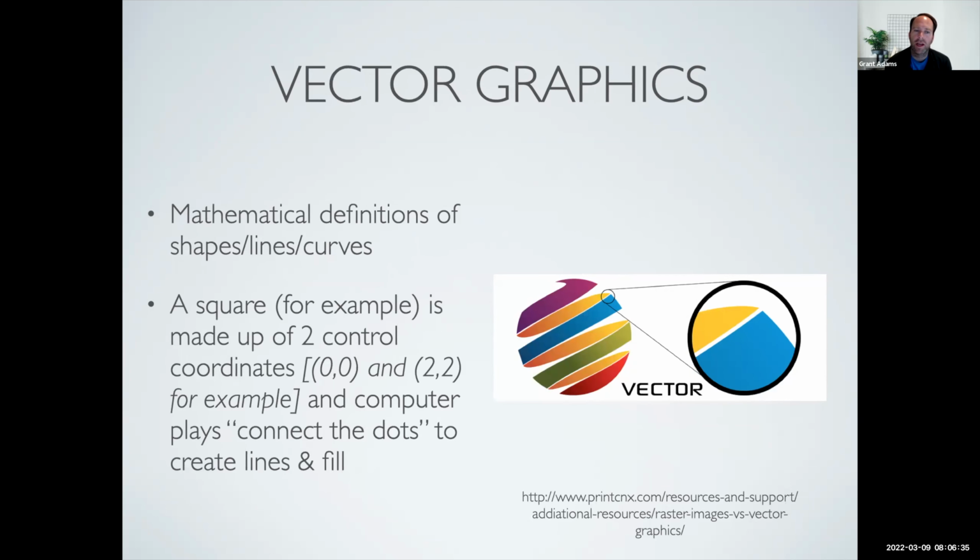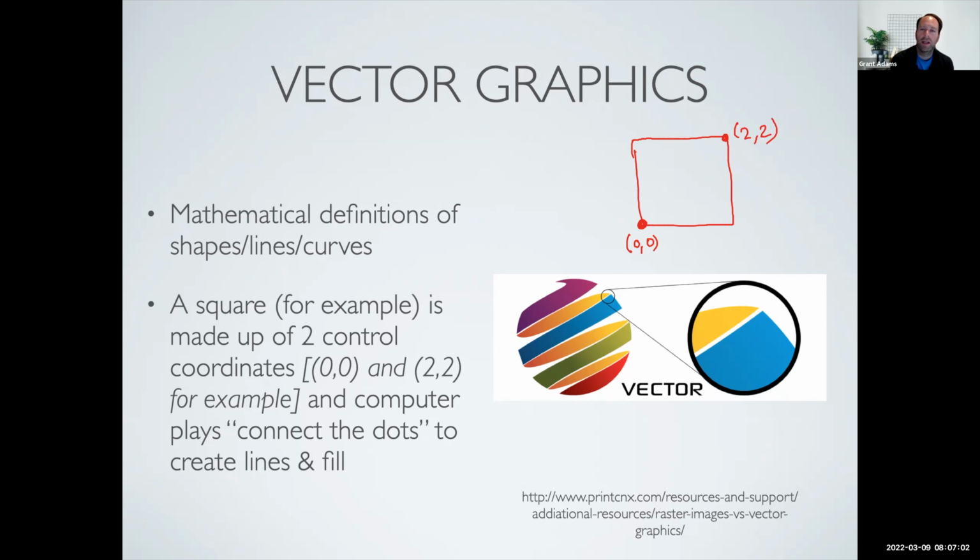Vector graphics, on the other hand, are graphics that are defined by math. So let's use a square for an example. A square is made up of two control points, right? If we were setting up a square here, we could identify this as a control point. That would be 0,0. And let's say it's 2 by 2. This control point here would be 2,2.